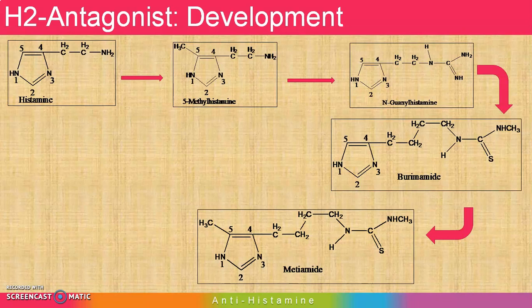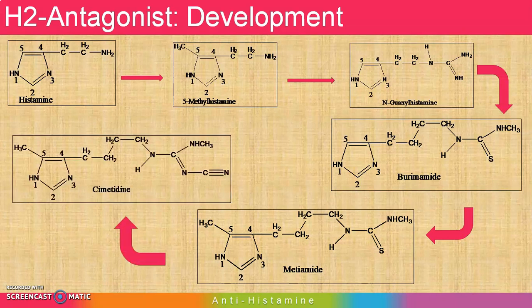But again there is a problem with metiamide. Unfortunately, metiamide shows agranulocytosis. This is the side effect, right? Because of this side effect, the further development of metiamide was restricted. So by considering all these parameters, again there is a replacement of the thiourea moiety in metiamide with a cyanoimino functional group. In this way, there is a development of Cimetidine.